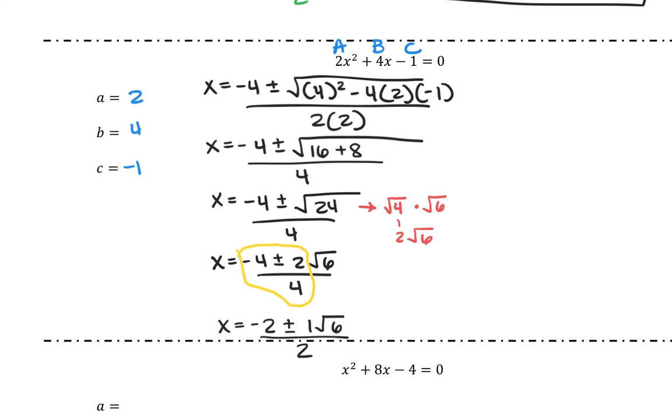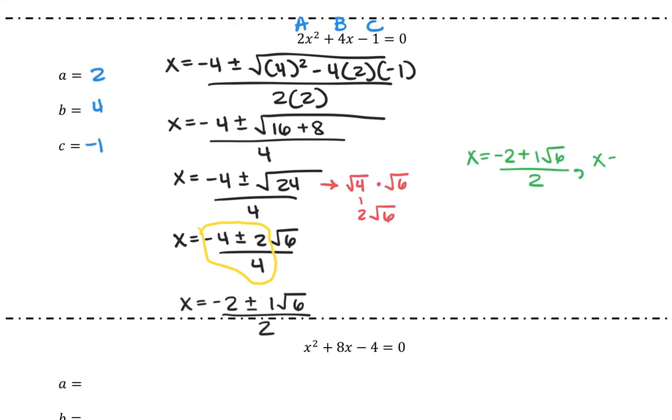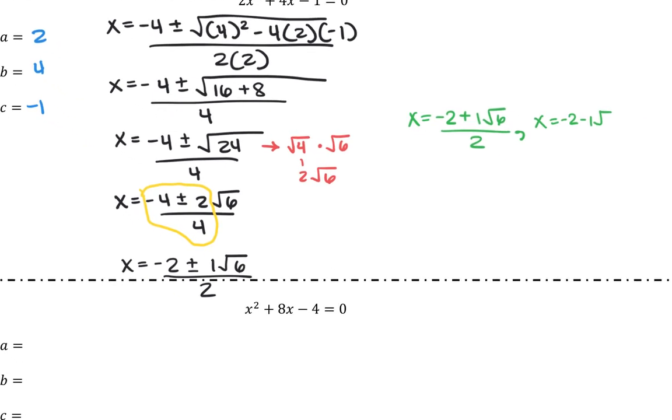Okay? And then let's go ahead and split those up like we have been doing. So we get x equals -2 plus 1 radical 6 over 2, comma, x equals -2 minus 1 radical 6 over 2. So those would be your two answers.